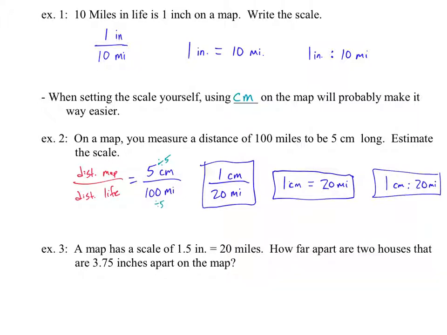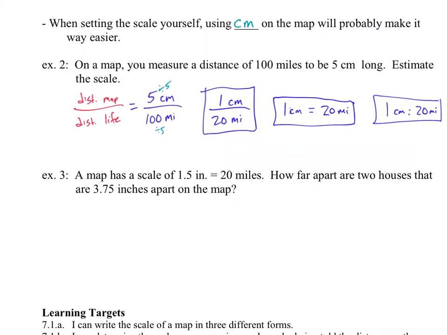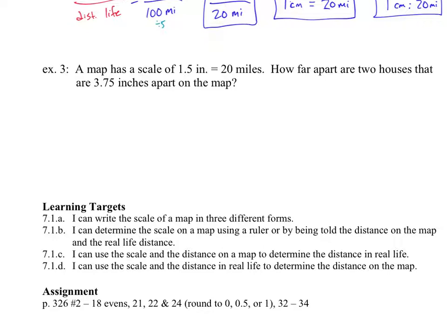That third way I'd say is probably the least common. All right, one last example and we are out of here. So a map has a scale of this. How far apart are 2 houses that are 3.75 inches apart on the map?